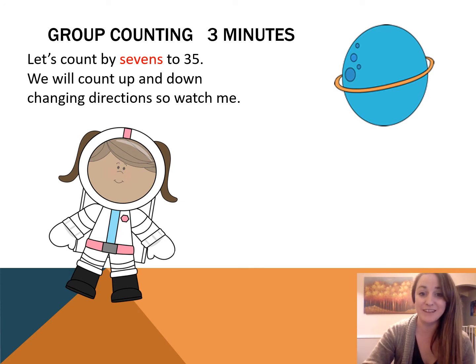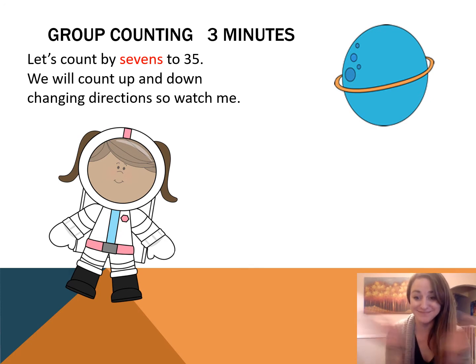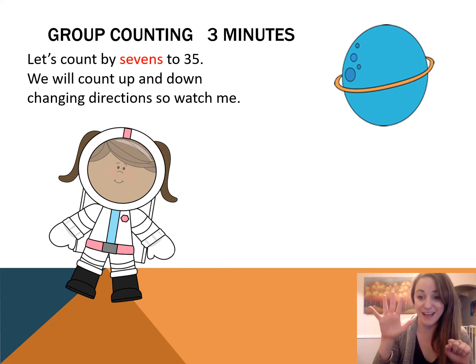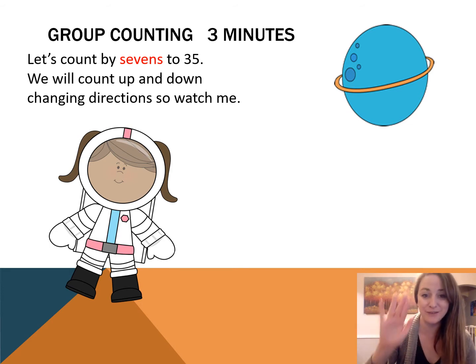Let's count by 7s to 35. Ready? Wiggle it out. Bring it close. Let's count by 7s to 35 and go. 7, 14, 21, 28, 35. Bring it down. 35, 28, 21, 14, 7, and 0.